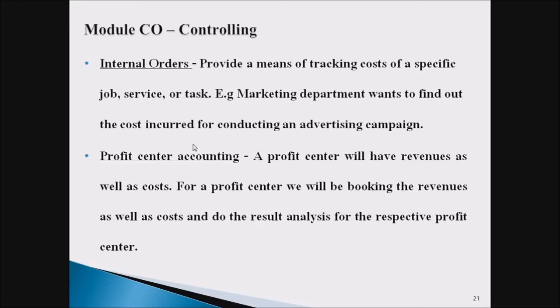From this particular department, what is the revenue which is generated? I would like to book that. And since simultaneously there is some cost involved, I'll be booking my cost also. And quite obviously, I'll talk about the result. What exactly has been the profit or loss which I am getting from this particular department? Now, if it is a loss, then there's no point in calling it a profit center. So such analysis can be done using profit center accounting.